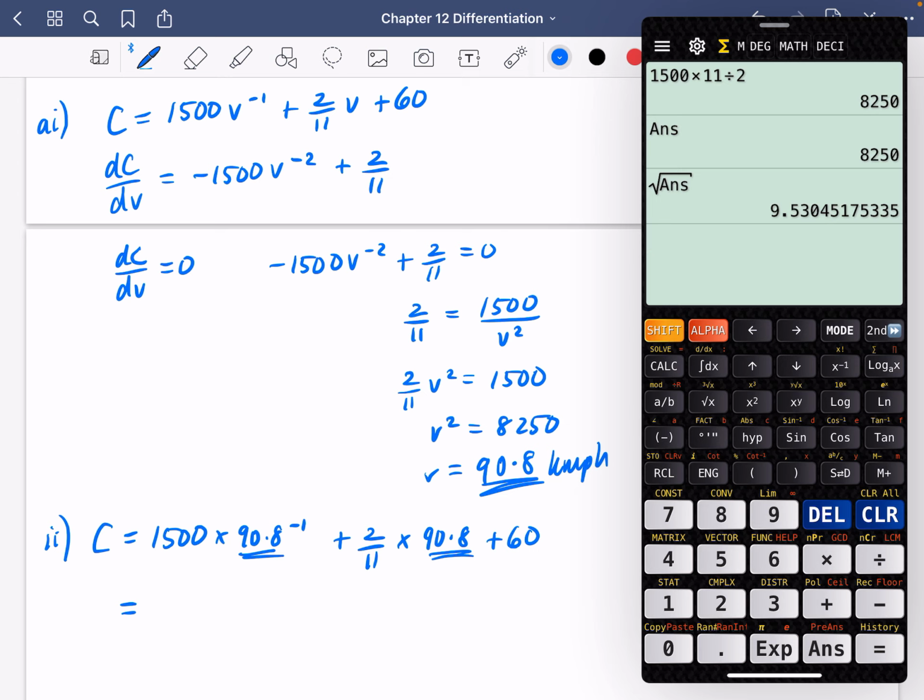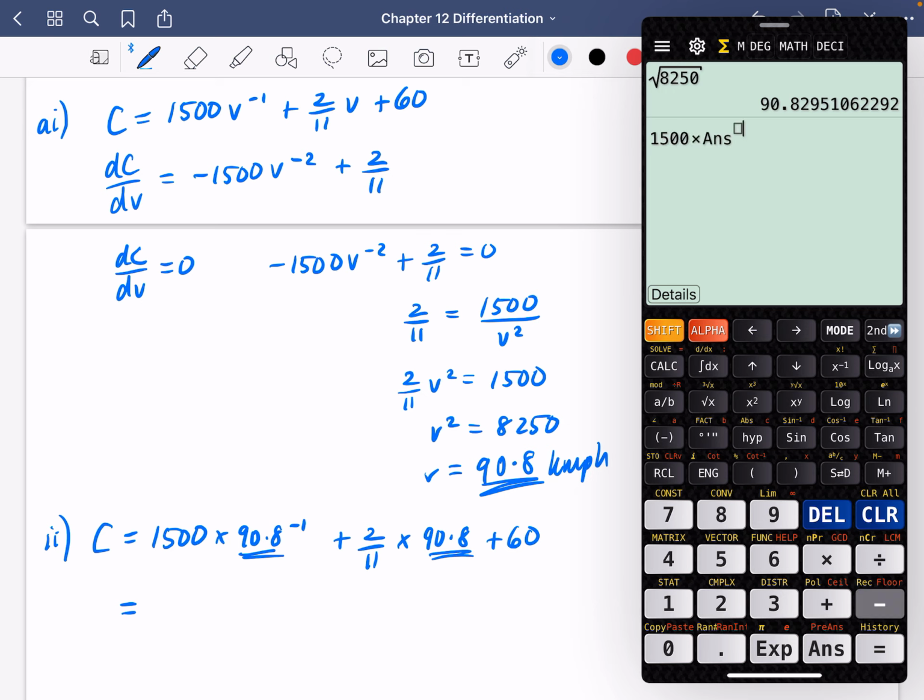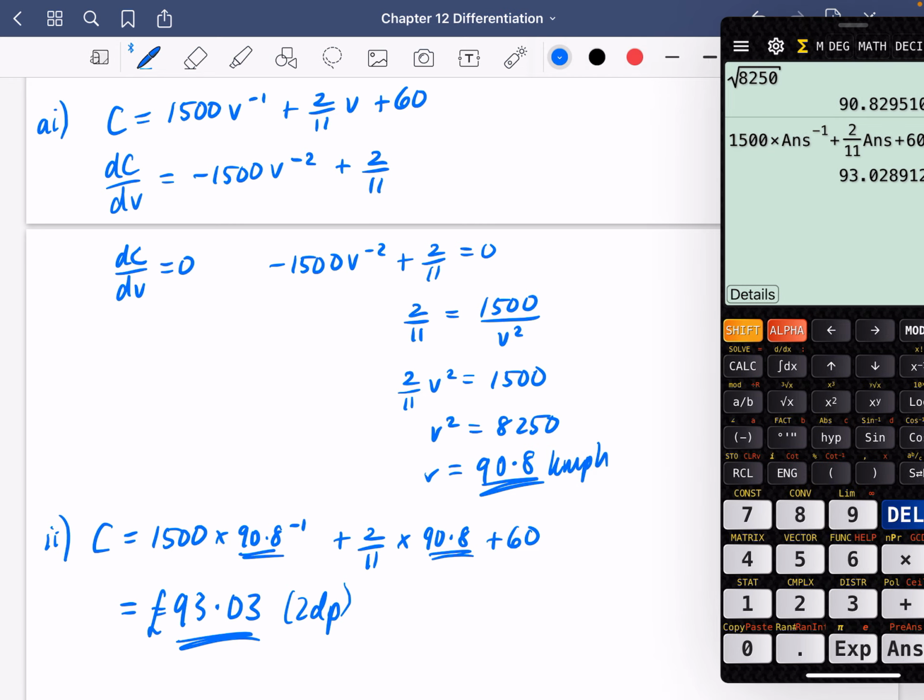So when I type this all in using my answer button, I've now square rooted it twice. So it's the square root of 8,250. I'm going to do 1,500 multiplied by my answer to the power of minus one, or I could have done divide by my answer, plus 2/11 of my answer, plus 60. And so we get the cost is £93.03. And I've obviously rounded that to two decimal places to get the cost.